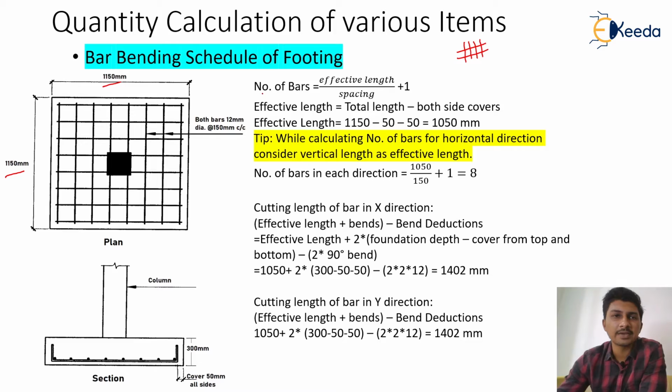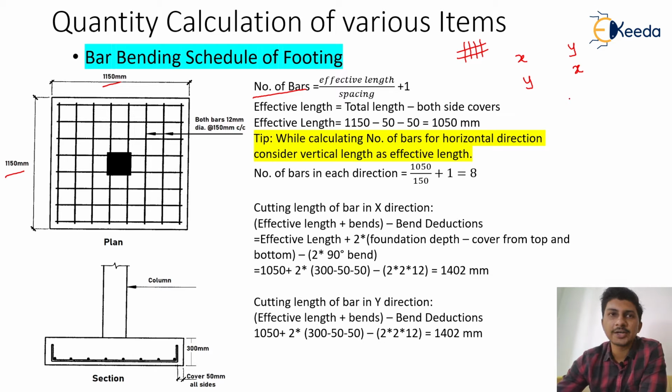So first we need to calculate the number of bars. As the total length from both the sides, x side and y side, is the same, we are going to calculate the number of bars once only. If we want to calculate the number of bars for the x axis, we are going to use the effective length of the y axis. That is essential. And if we are calculating the number of bars for the y axis, we are going to use the effective length of the x axis.